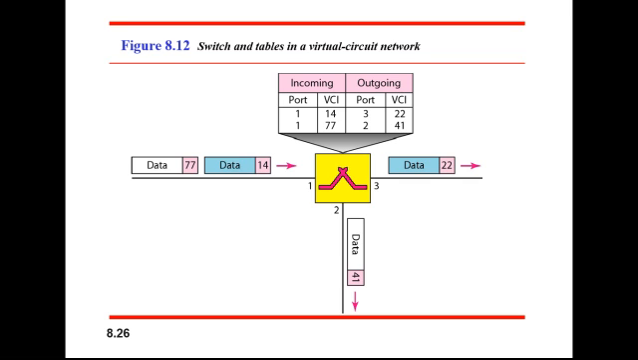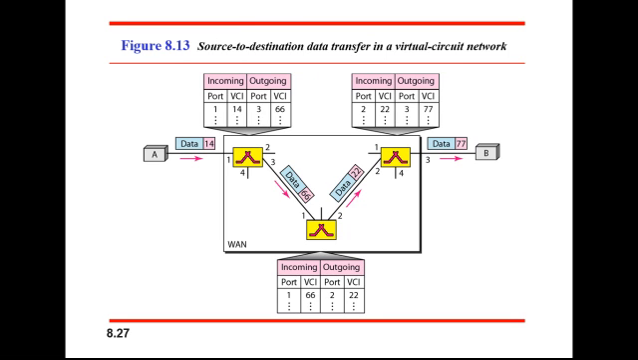So every router will have tables in a virtual circuit network, as shown in the figure. There will be incoming port VCIs and outgoing port VCIs in the routing table. As per this routing table, port 1 receives VCIs 14 and 77, and 14 is forwarded through port 3 with a VCI of 22, and 77 is forwarded through port 2 with 41. The figure shows the source to destination data transfer in a virtual circuit network.